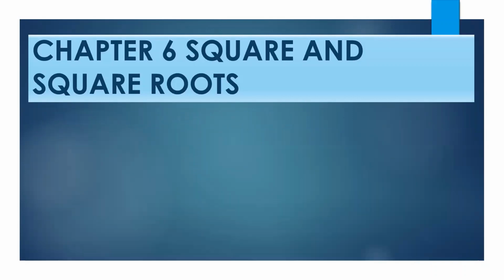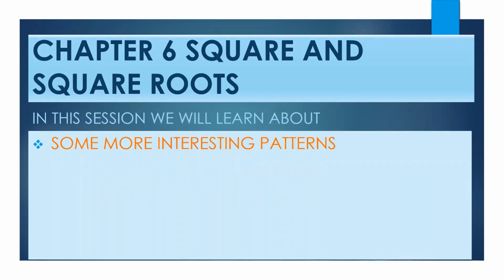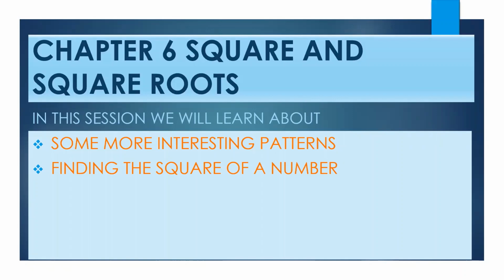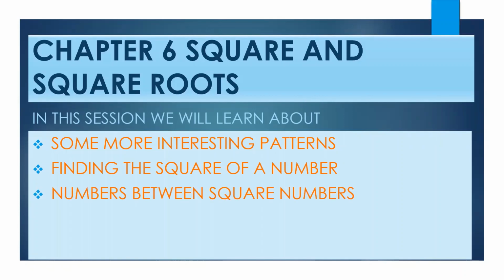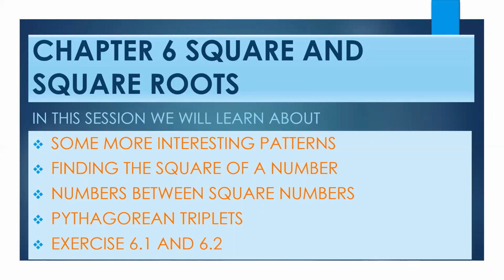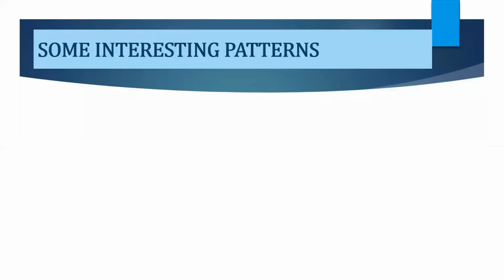In this second session, we will discuss some more interesting patterns, finding the square of a number, numbers between square numbers, and Pythagorean triplets, and we will also solve exercise 6.1 and 6.2. So these are the four topics which we will discuss in this session. Let's start with some interesting patterns.